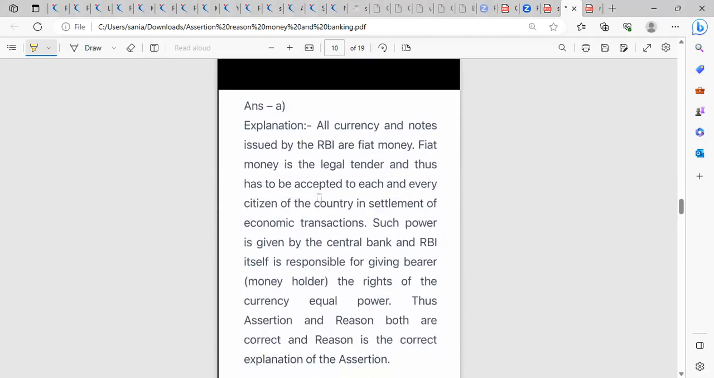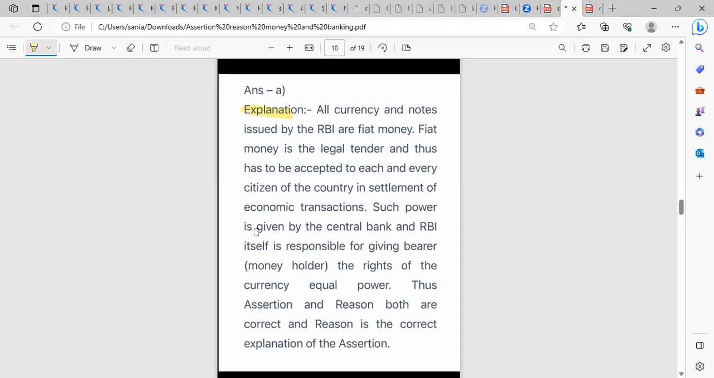Or instead of writing all this, you can just write the explanation. See, all currencies and notes issued by RBI are fiat money. Fiat money is legal tender and thus has to be accepted by each and every citizen of the country in settlement of economic transactions. Such power is given by the central bank, and the RBI itself is responsible for giving the bearer, meaning the money holder, the rights of currency equal power. Clear?